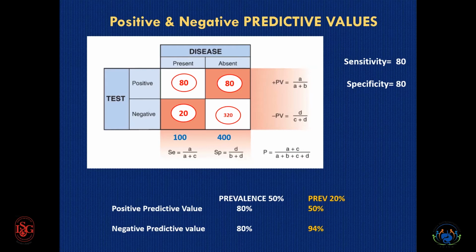So what I want to present here is that once the prevalence comes down from 50 to 20%, the positive predictive value comes down. But as the number of people without the disease increases, the negative predictive value increases. So that is the importance of prevalence in the predictive values, positive and negative predictive values. But we should know that sensitivity and specificity are not influenced by the prevalence.